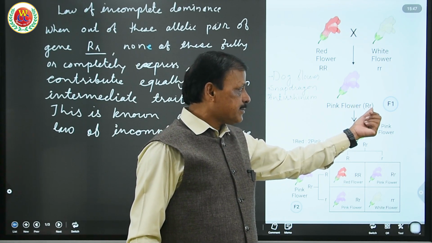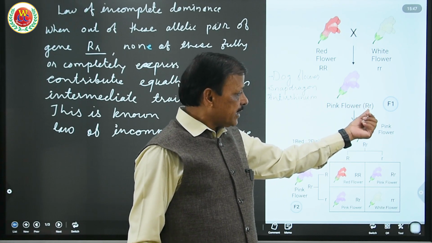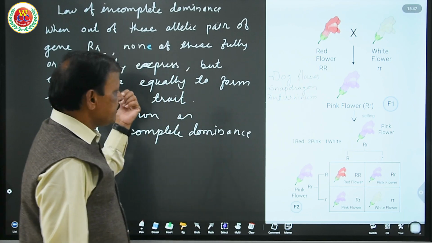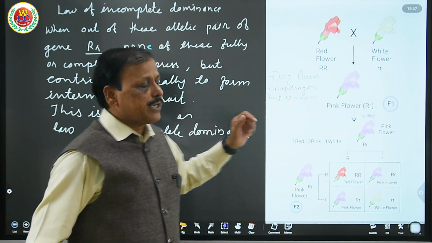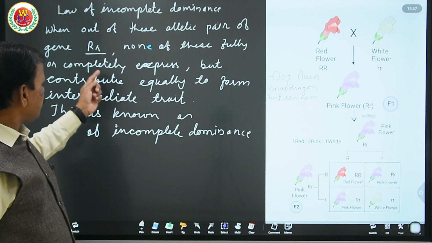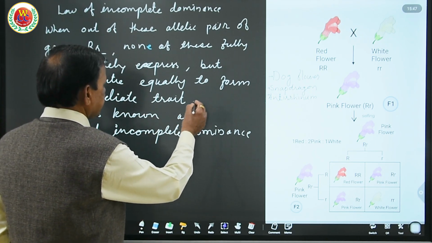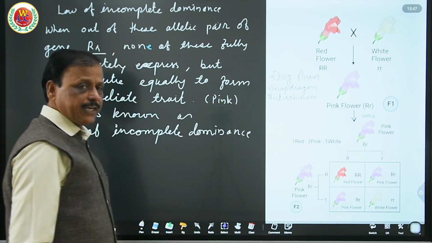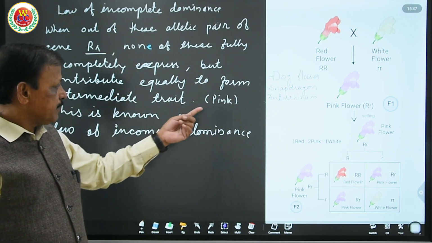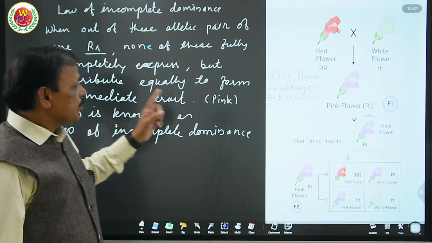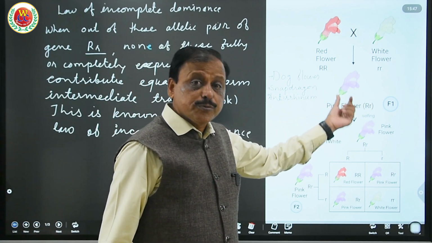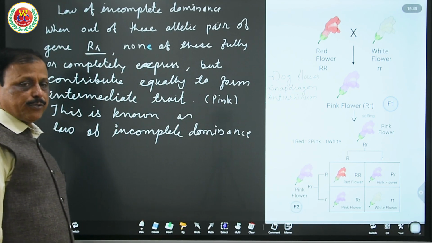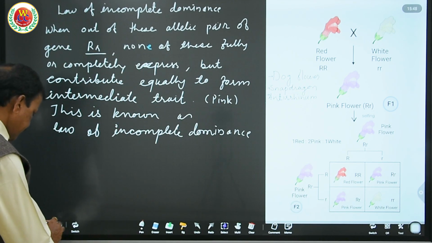So with this capital R, small r, that is how pink is produced here. Neither capital R nor small r is completely dominating, but both capital R and small r contribute equally to form the pink color. That trait pink is observed, not red, not white, but pink. That means both the allelic pair of genes contribute equally to form the intermediate trait, and this is known as the law of incomplete dominance.